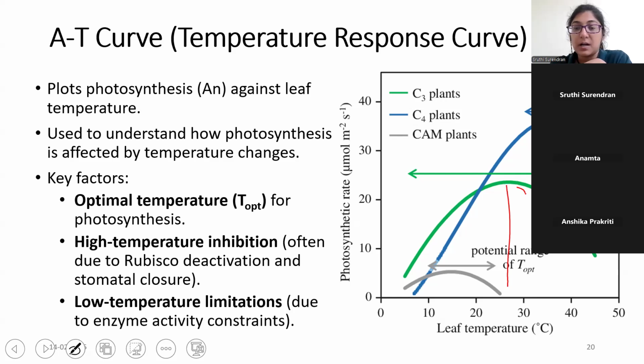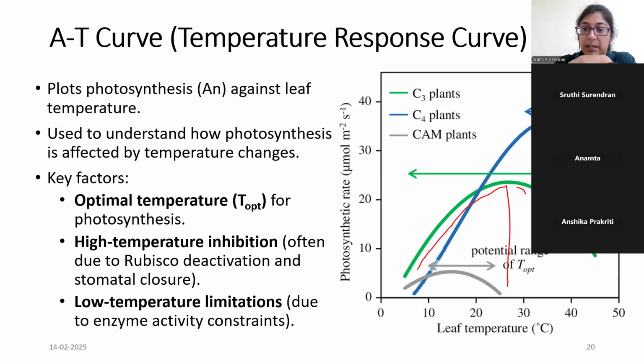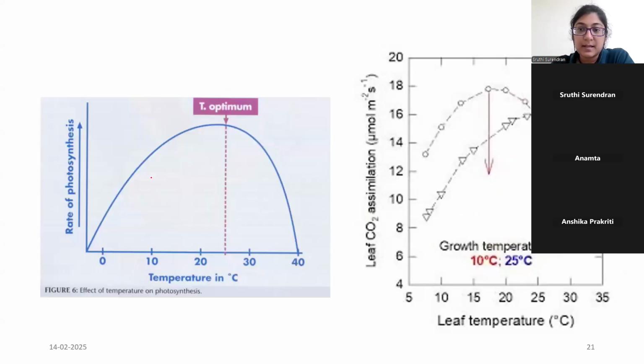So plants will function properly when the temperature is low until a point, but after a point, if you keep on increasing the temperature, it will negatively impact, that is, the photosynthetic rate will keep on decreasing. So this is what we get from the AT curve. Now you can see this is the T optimum we get from this particular curve.